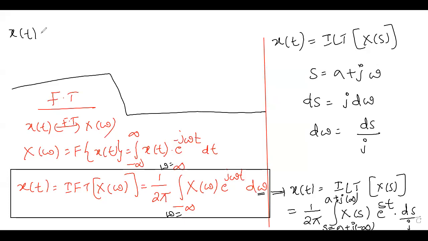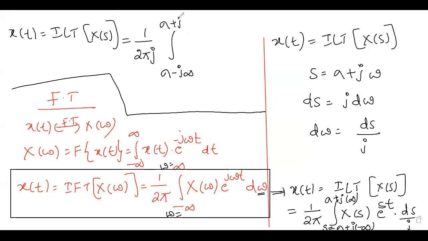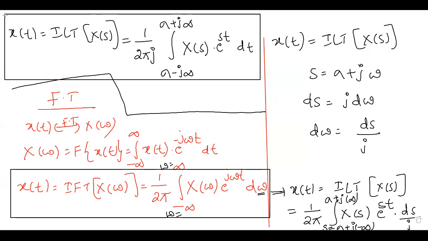So here, x of t is the inverse Laplace transform of x of s. You can find this formula in any standard textbook. 1 by 2 pi j, integration from sigma minus j infinity to sigma plus j infinity, x of s into e power st, ds. This is the inverse Laplace transform formula we have.